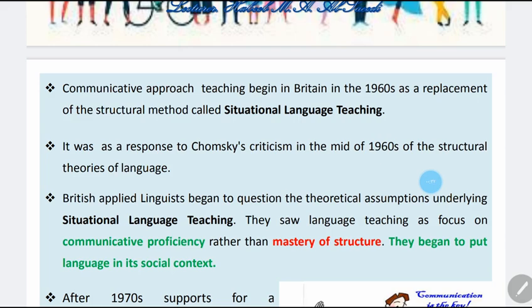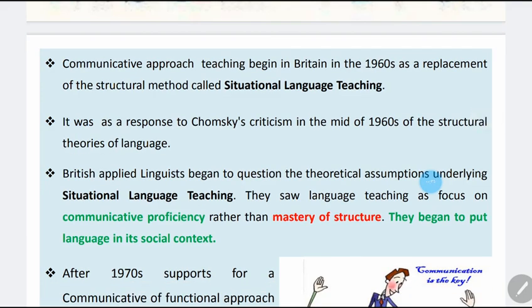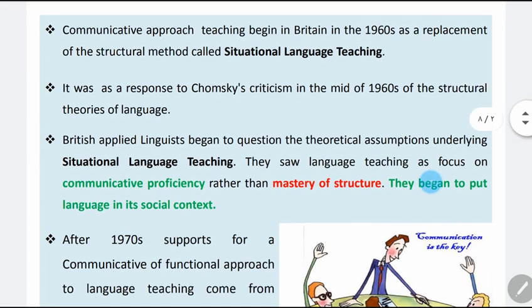So this method focuses on what? On situational language teaching. That means to use language in different situations, how to use language in different situations. It was a response to Chomsky's criticism in the mid 60s of the structural theories of language. Okay, so it came as a response to Chomsky's criticism of the old methods that were based on the structural theories of language.